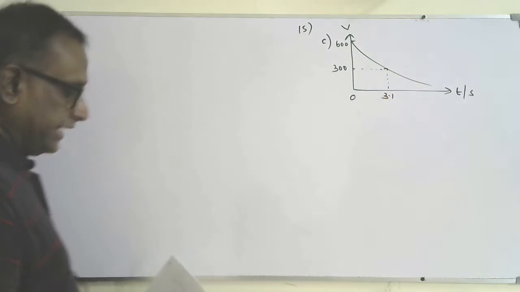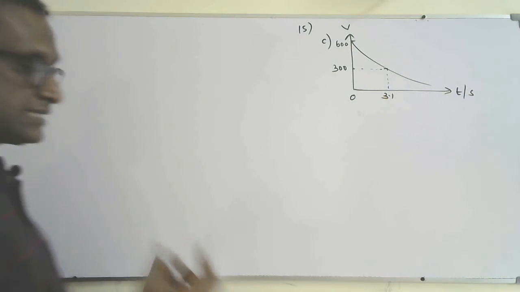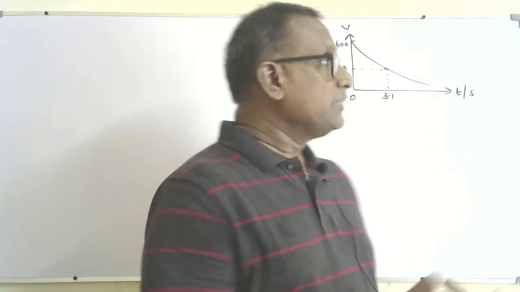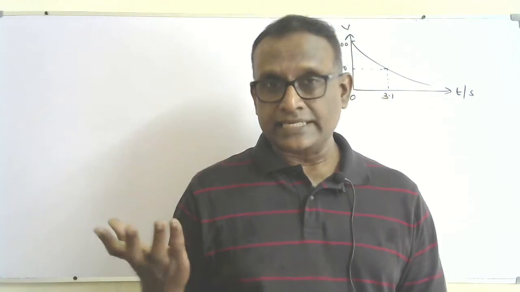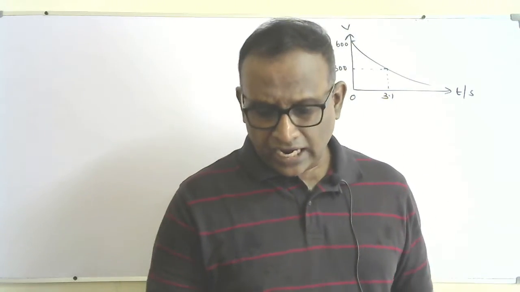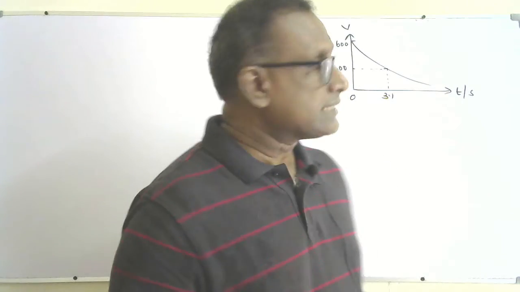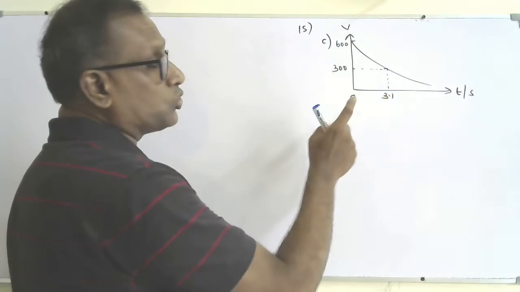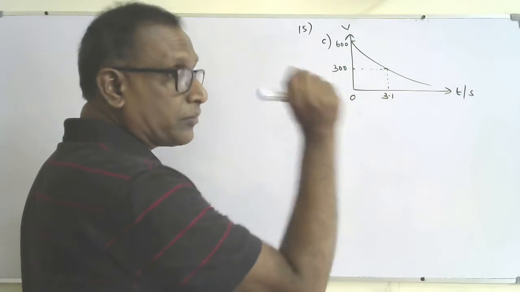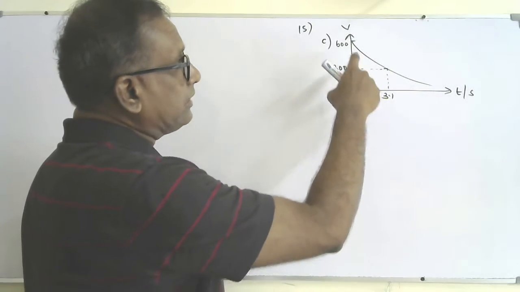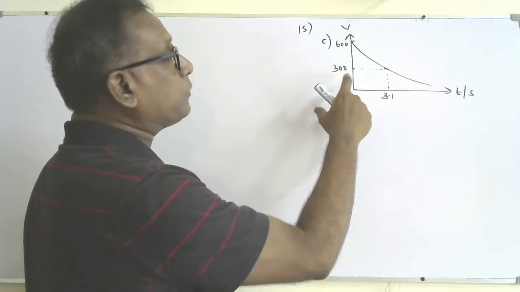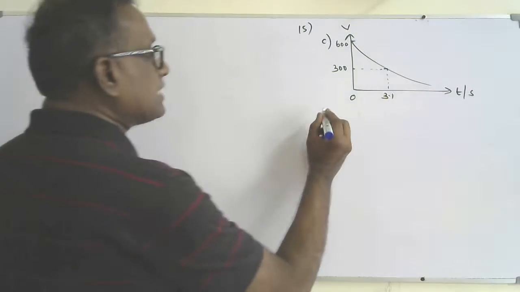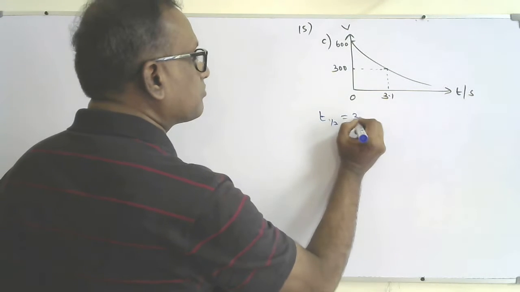Okay, so I need to find the energy stored in the capacitor. We know the energy stored in the capacitor is half CV squared. So from this graph, I need to find the capacitance of the capacitor. I can use the half-life. The initial voltage given is 600. So from the graph, when I observe, the time taken for the voltage across it to drop to 300 volt is 3.1 second. So the half-life is 3.1 second.